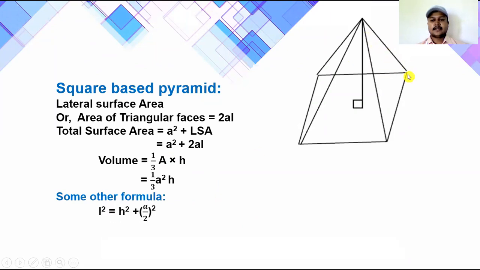And next, the formula relating slant height, height and length of base of this pyramid. That means L is slant height, H is vertical height, A is the length of base. This formula comes by using Pythagoras theorem. L square is equal to H square plus (A by 2) square. Similarly, edge square is equal to L square plus (A by 2) square. These two more formulas we use to find out slant height, vertical height or length of base also.